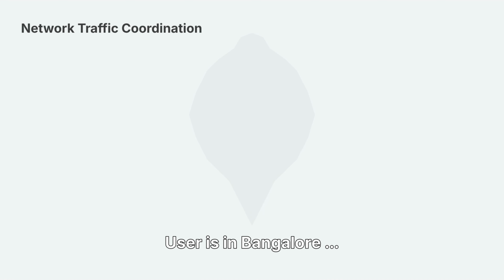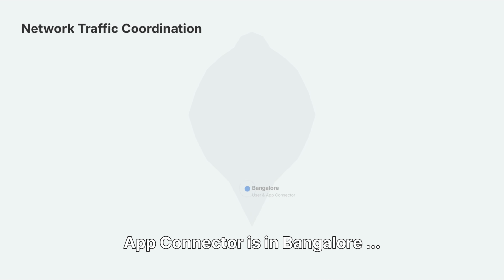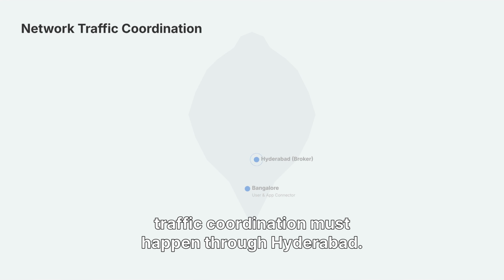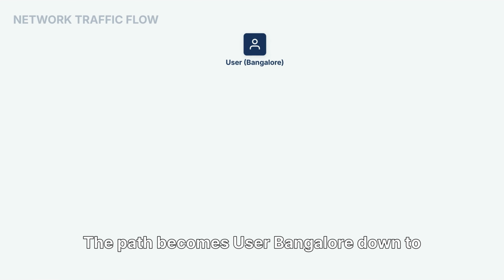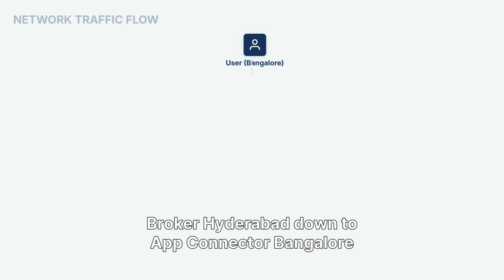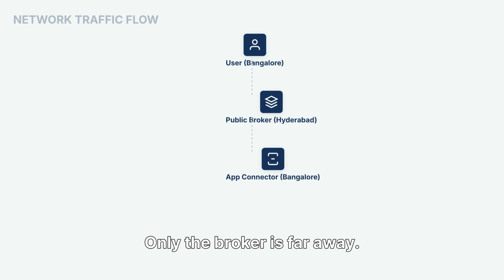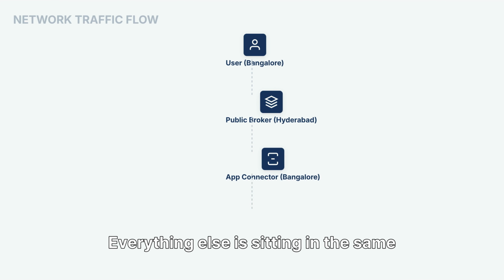Even though the user is in Bangalore, the app connector is in Bangalore, and the application is in Bangalore, the broker is located in Hyderabad. So every time a session is established, traffic coordination must happen through Hyderabad. The path becomes user Bangalore, down to broker Hyderabad, down to app connector Bangalore, down to application Bangalore. Notice something interesting. Only the broker is far away. Everything else is sitting in the same office.